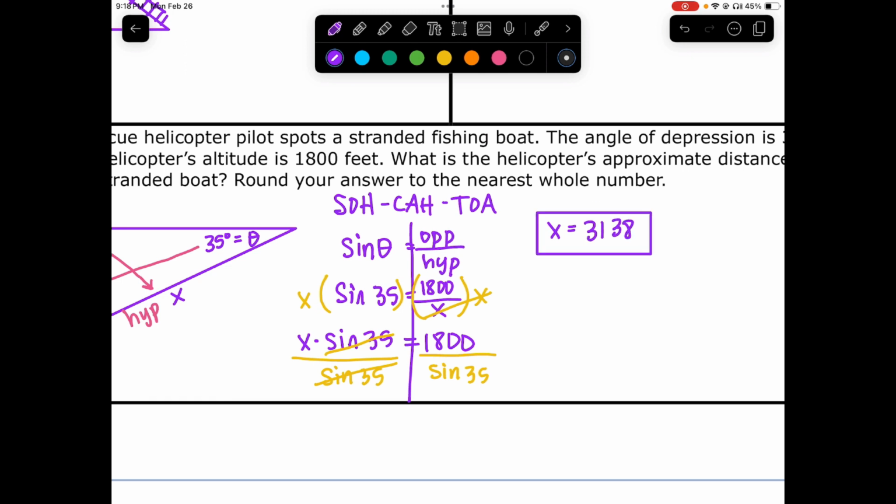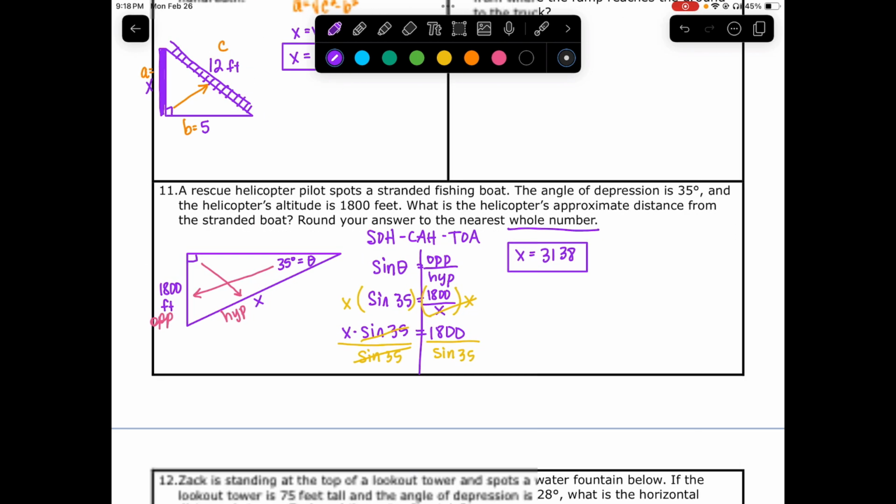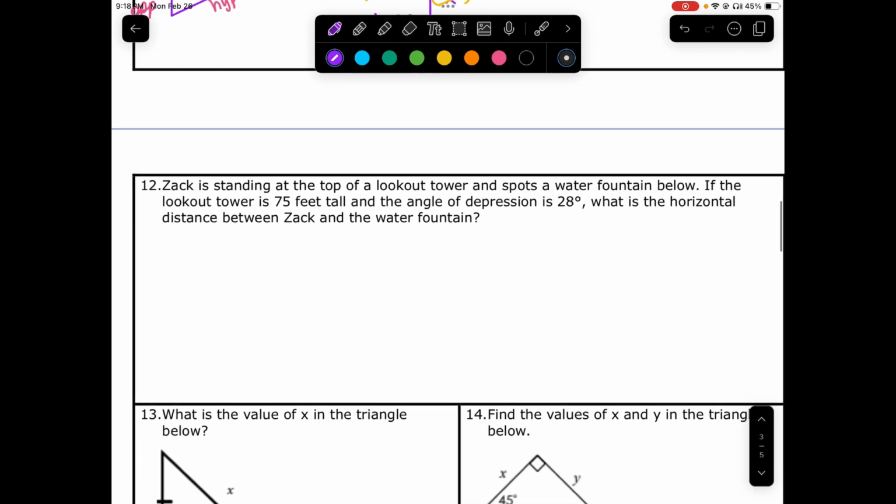All right, it said to round to the nearest whole number, so I rounded to the nearest whole number. That just means no decimals, round up if it's 5 or more after the decimal. All right, Zach is standing at the top. Oh, sorry, try number 12.